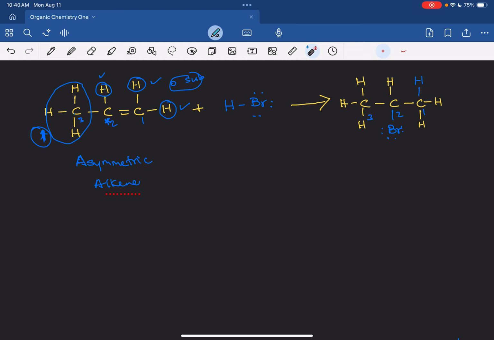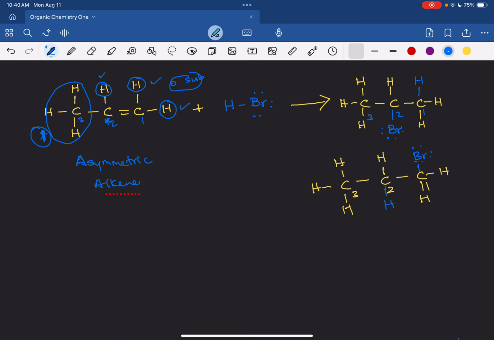Your second product, if we disobey Markovnikov's rule, would be, this is carbon 3, carbon 2, carbon 1, right? Let's put our hydrogens back. And then let's add our hydrogen and bromine. We're going to disobey Markovnikov's rule, right? If we disobey Markovnikov's rule, the hydrogen is going to add to carbon 2 and your Br is going to add here. These are two different products.